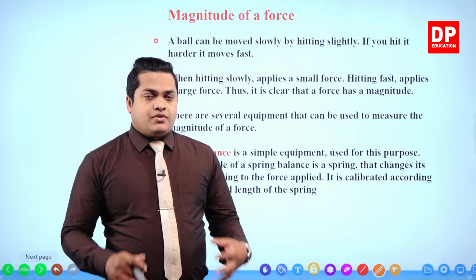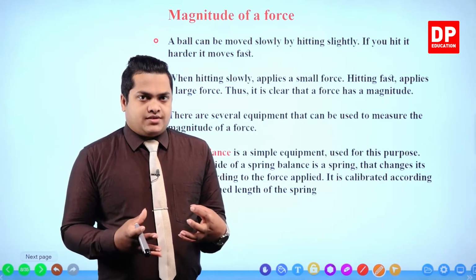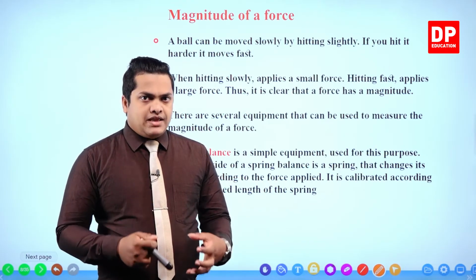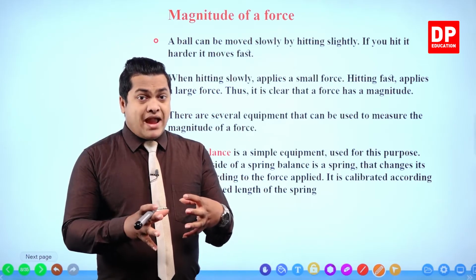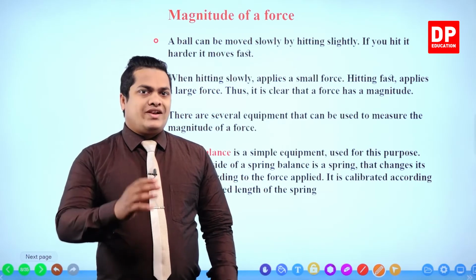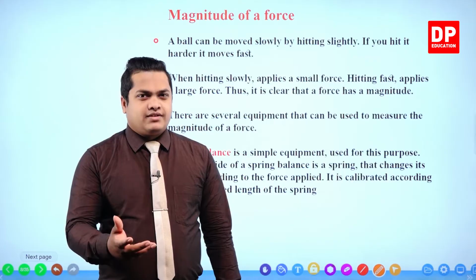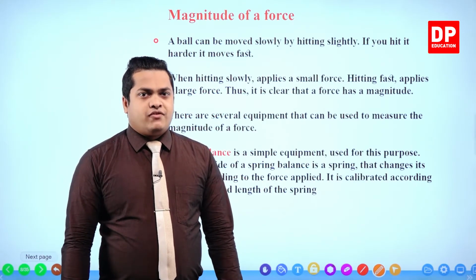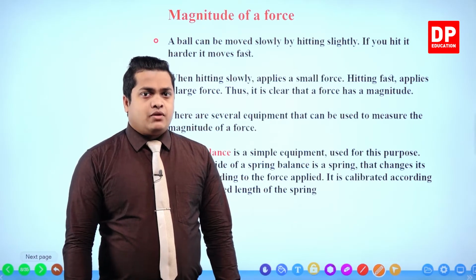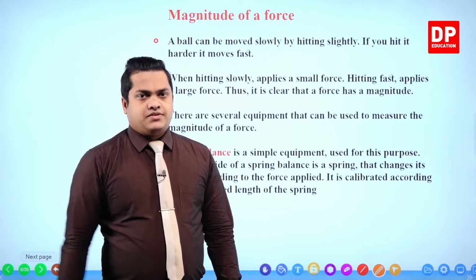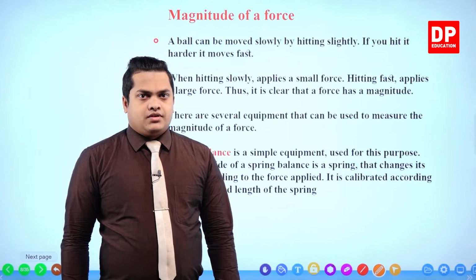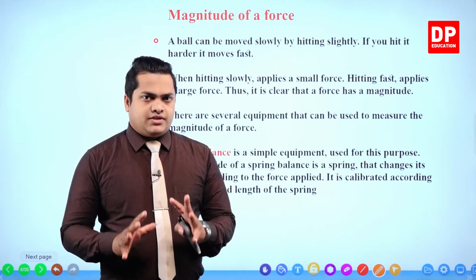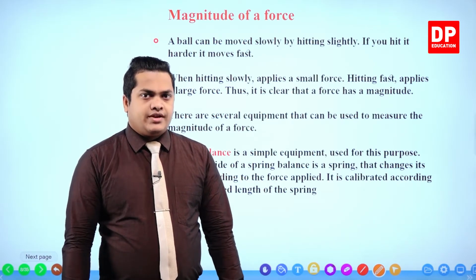So my dear children, hitting way faster means applying a force at a greater magnitude. Greater magnitude means a greater value, a higher value. So if a force is applied at a higher value, the object is going to move very fast. If a force is applied at a lower value, then the object is moving slower, right?